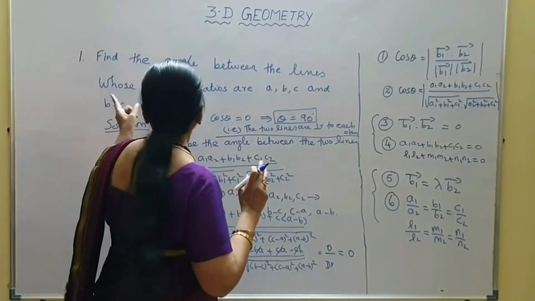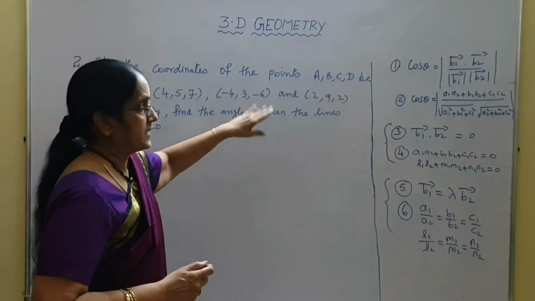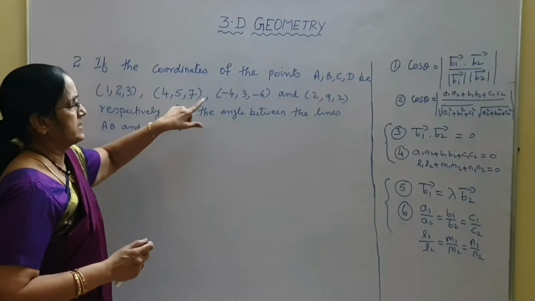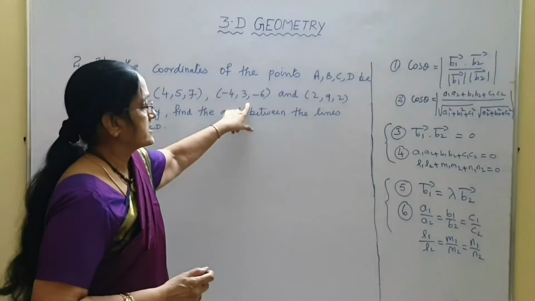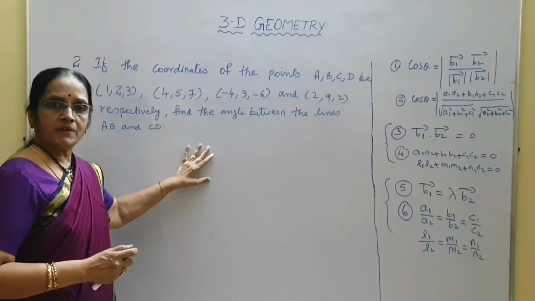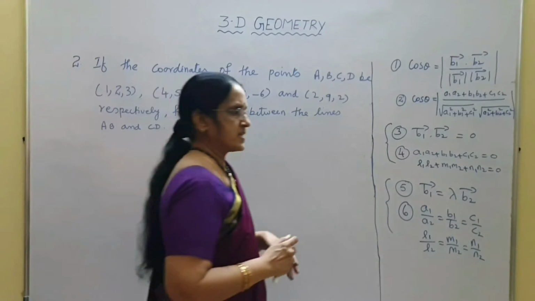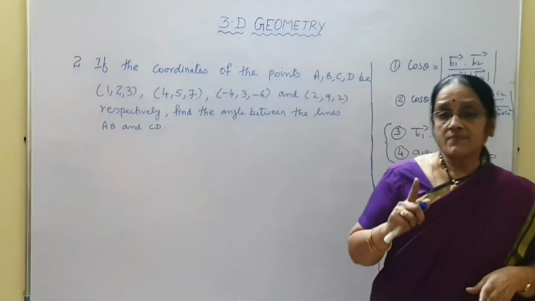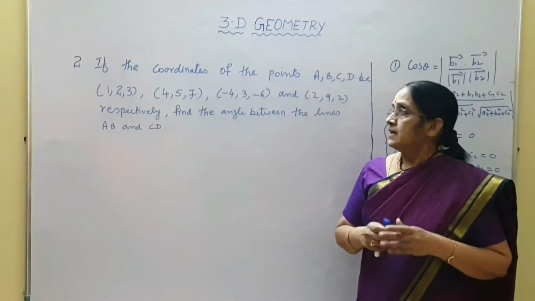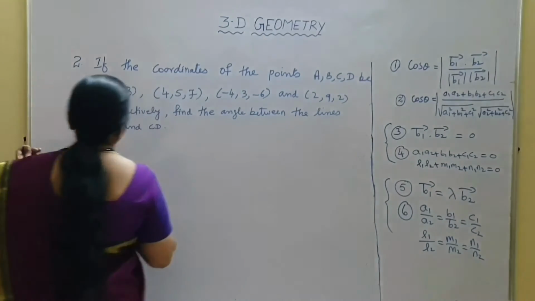Now, we will pass on to question number 2. If the coordinates of the points A, B, C, D are 1, 2, 3, 4, 5, 7, minus 4, 3, minus 6 and 2, 9, 2 respectively, find the angle between the lines AB and CD. This question is taken from the NCERT book Miscellaneous Exercise. Even the previous question is also from the NCERT book Miscellaneous Exercise. Very important questions. Let us do it now. Solution.